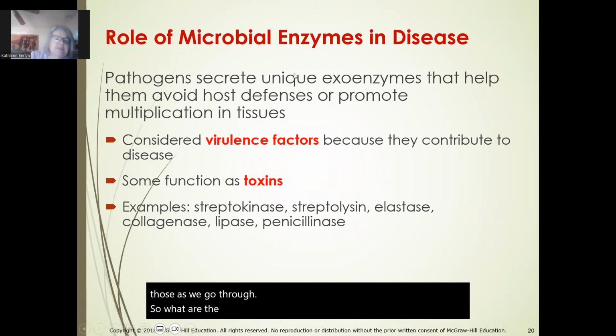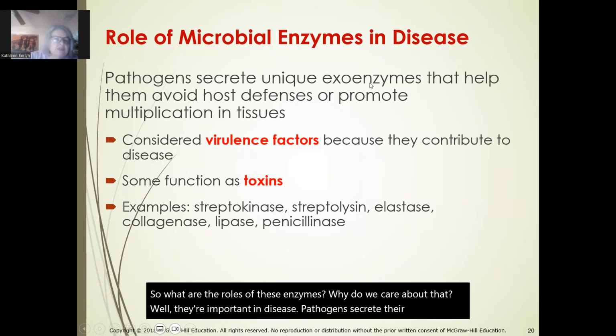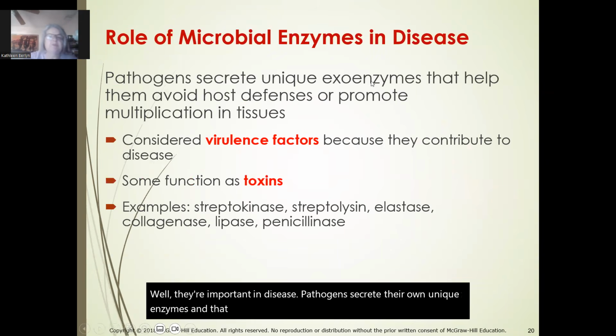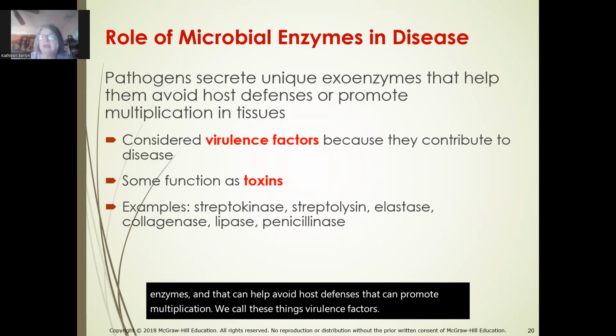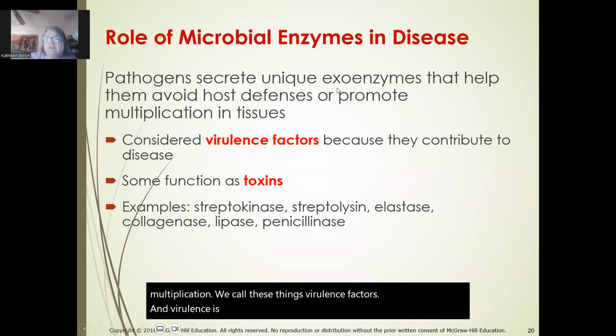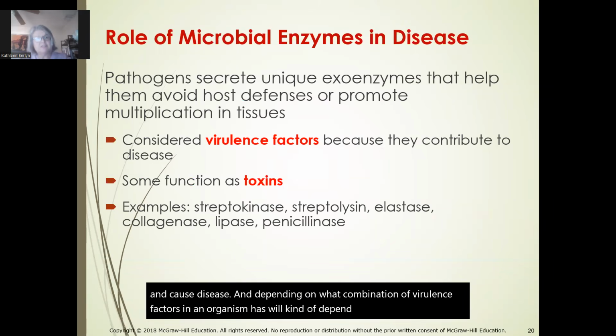So what are the roles of these enzymes? Why do we care about them? Well, they're important in disease. Pathogens secrete their own unique enzymes, and that can help avoid host defenses, that can promote multiplication. We call these things virulence factors. And virulence is described as the ability of an organism to infect a host and cause disease. And depending on what combination of virulence factors an organism has will kind of depend on how severe the disease is, and how likely it is to make you sick if you get exposed to it. All of these different kinds of things.